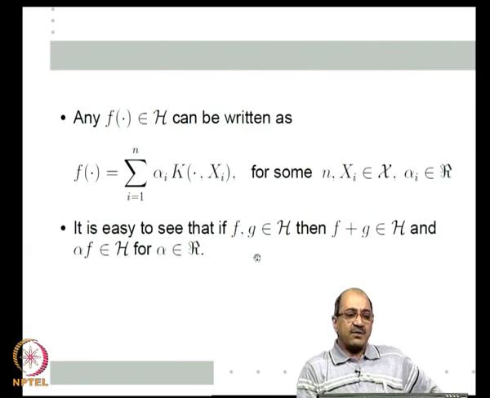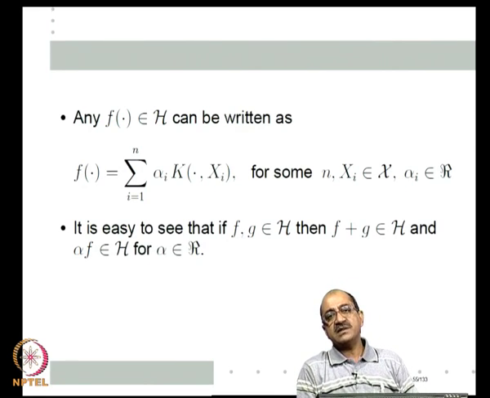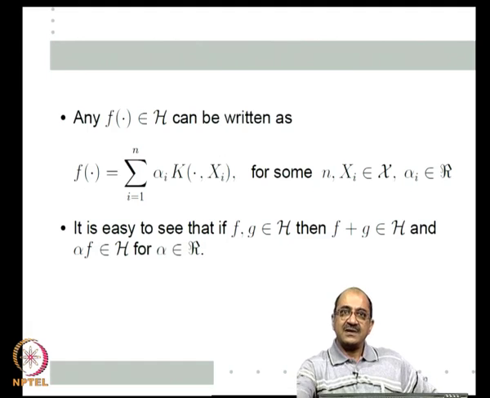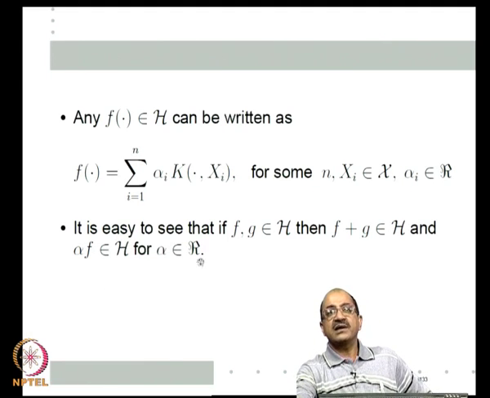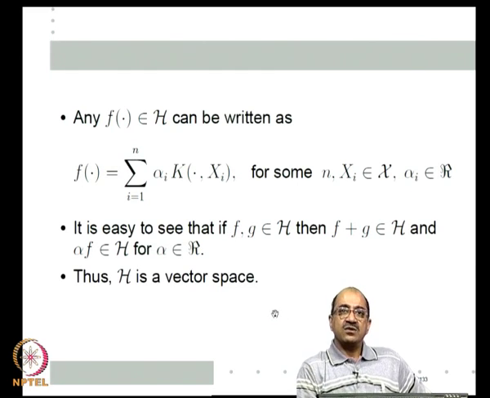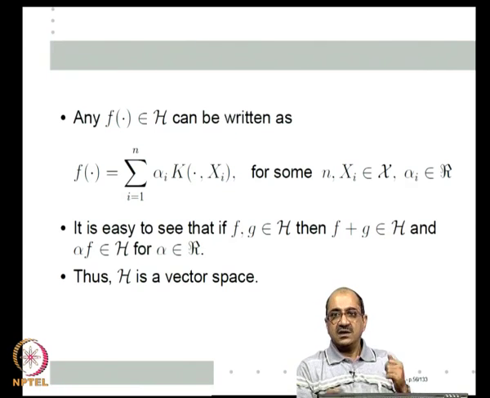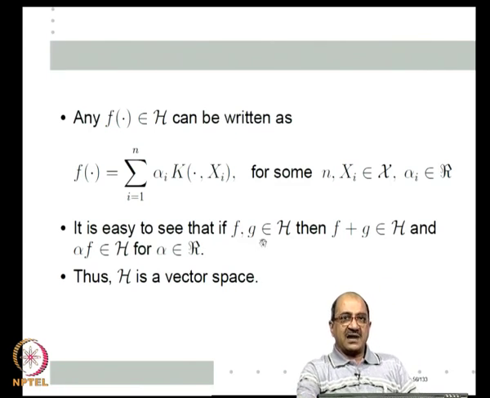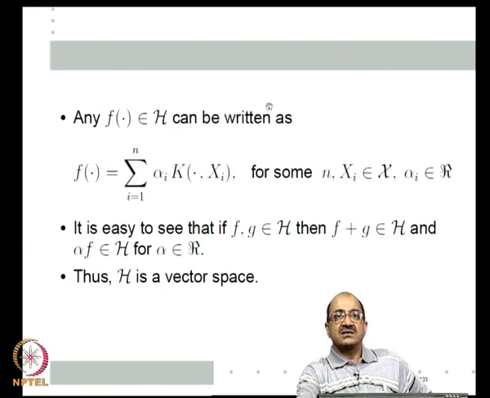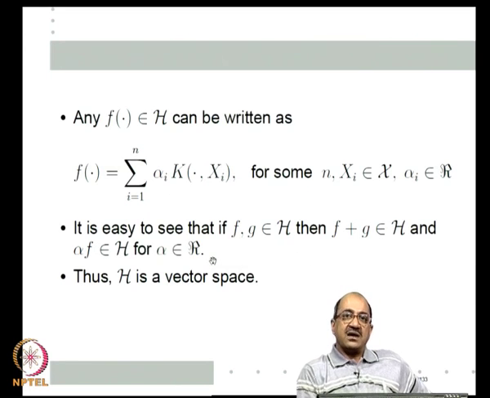Which means, if I have two functions f and g in H, it is very easy to say f plus g is also in H, because f plus g would once again be some finite linear combination of K(dot, x)'s. And similarly, alpha times f will also be in H for any real number alpha, which means H is a vector space over the field of reals, because the rest of the vector space axioms are easy to verify. Essentially, we have vector addition and scalar multiplication well defined. So, this set H now is a vector space under the usual addition of functions and scalar multiplication of functions, a vector space over the field of real numbers.